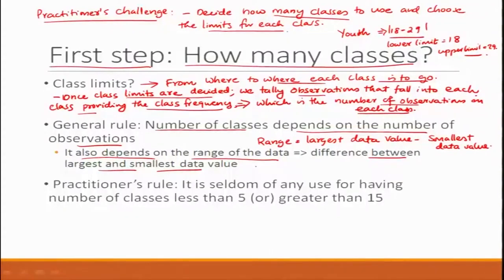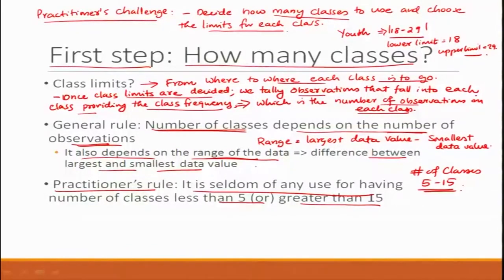So the two things: the number of the classes depends on the number of observations, how many data values, and the range of the data values. The practitioner's rule is that, even though people say a lot of other things, it is seldom of any use to have the number of classes less than 5 or greater than 15. So, the number of classes is typically between 5 to 15.